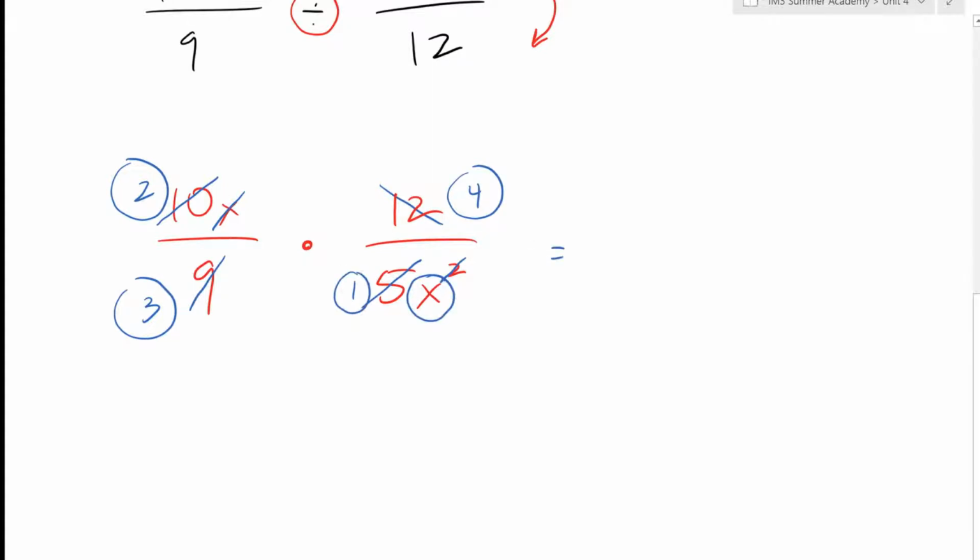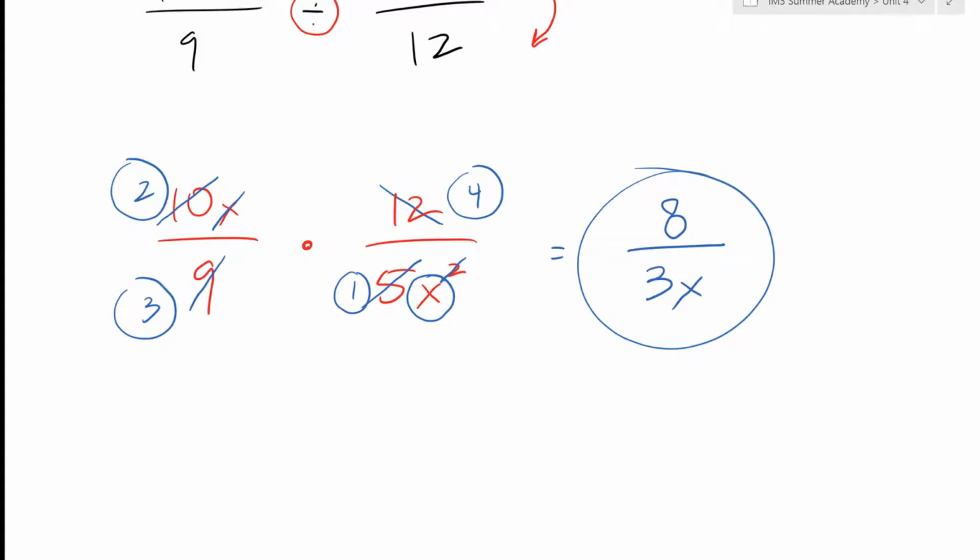So multiplying all that out, on top, a 2 and a 4 make an 8. On bottom, we have a 3 and an x. So that's the way we can apply the stuff we learned the other time from multiplying in order to get these very similar answers here.